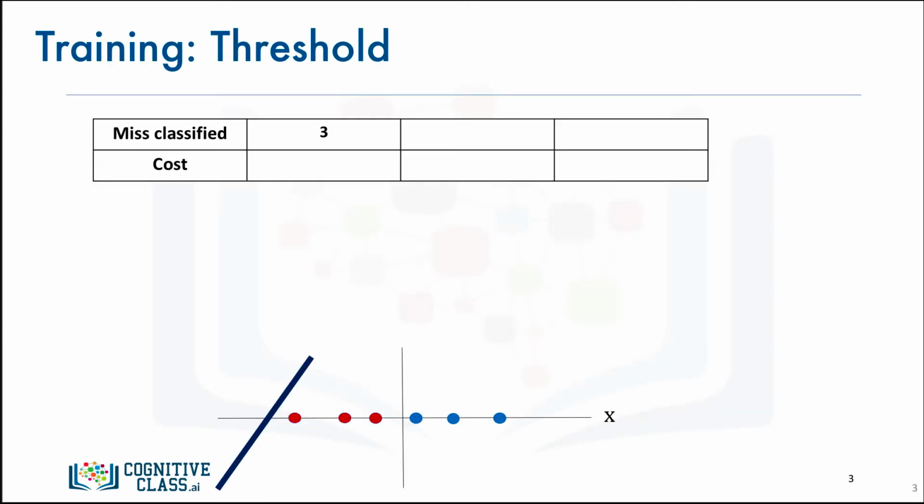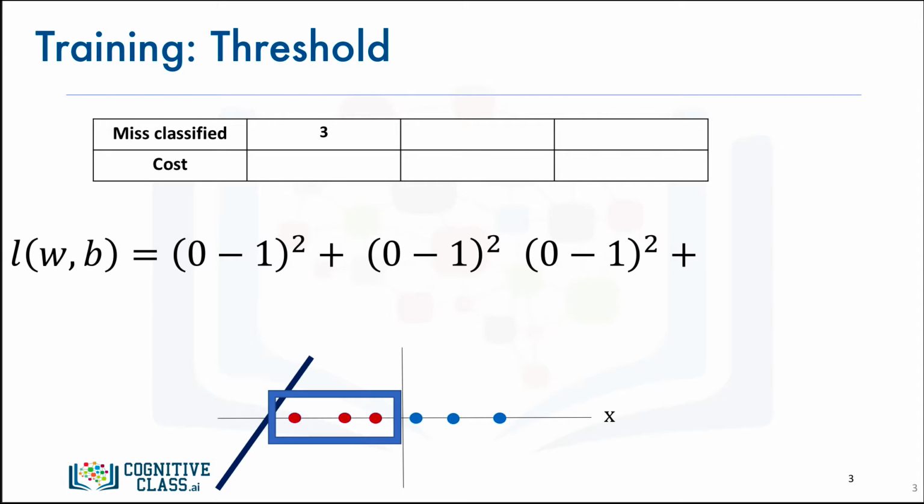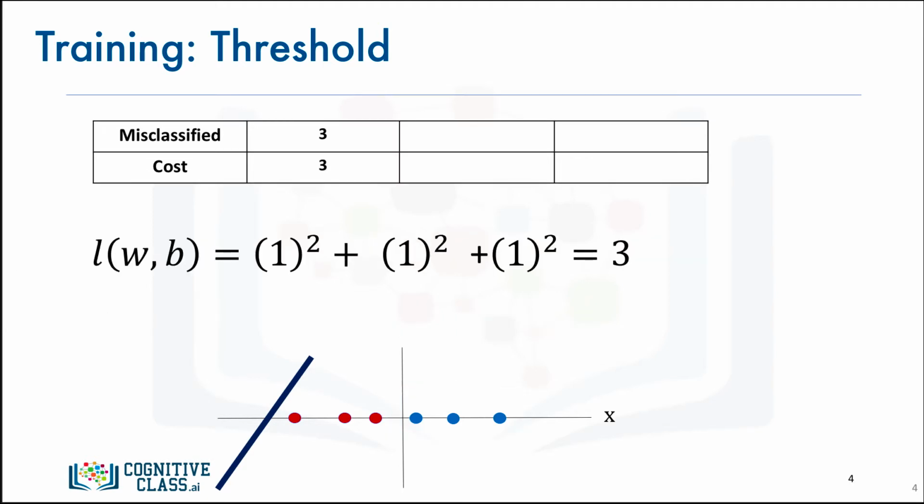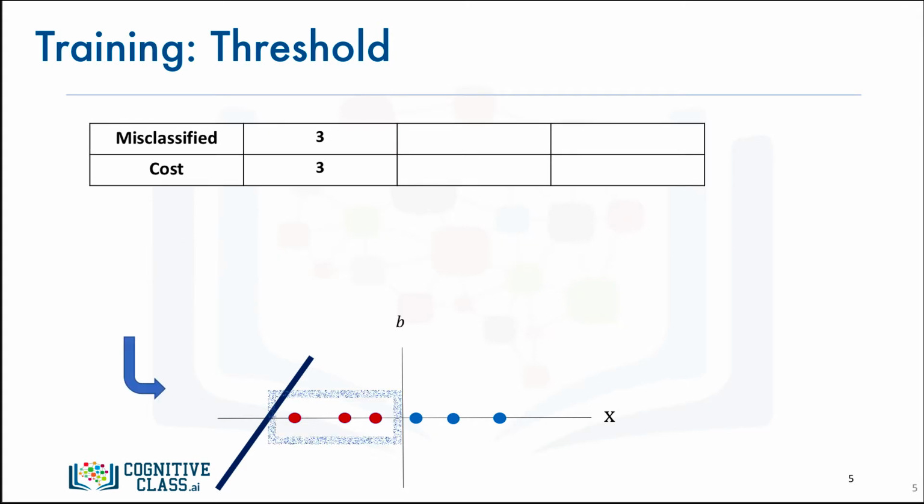So let's take a look at the total cost or loss in the threshold function. We currently have 3 misclassified samples. We calculate the loss for these 3. If we calculate the loss for the rest, it's 0, because they're all classified correctly. Total cost is 3.